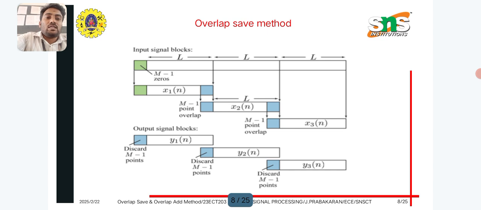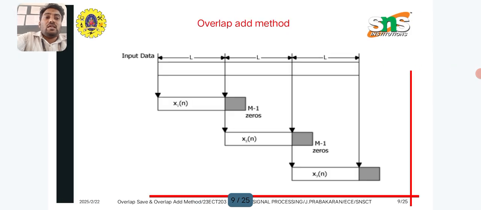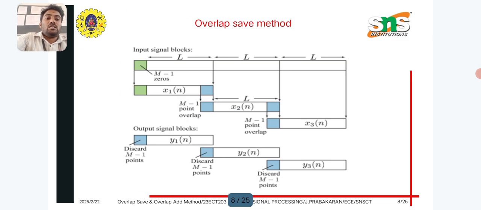Here you can see we add m minus 1 zeros for the first subblock, and add an m minus 1 point overlap from the previous block for the second sequence, third sequence, likewise the fourth sequence. We will find y1 of n, y2 of n, y3 of n, and discard the m minus 1 points from each sequence. The remaining sequence is the output sequence. This is the overlap save method.